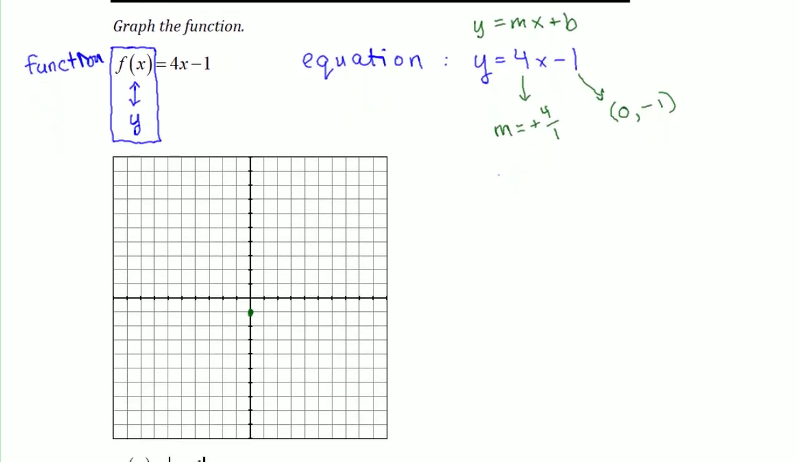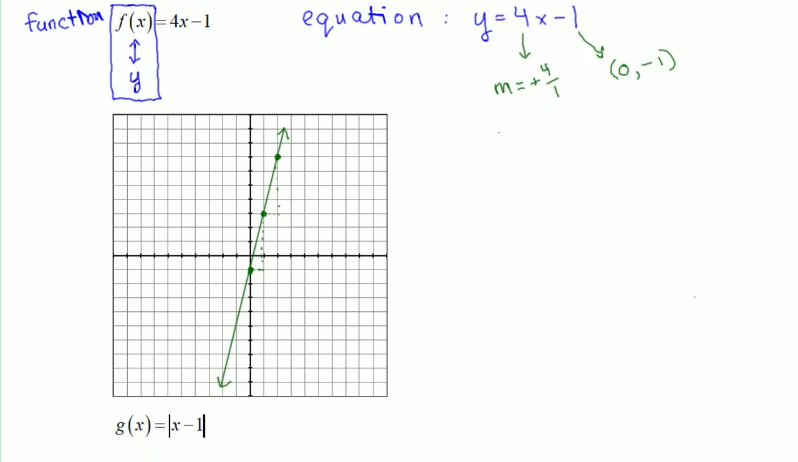So starting at negative 1 on my grid, I'm going to use my run of 1 and rise of 4 to get another point, and a run of 1 and a rise of 4 again to get another point, and then draw the line that passes through those points. So really, graphing a function is no different from graphing an equation. We just want to think of that f of x as a y, maybe change it to a y if it makes us more comfortable, rely on all our old graphing techniques.